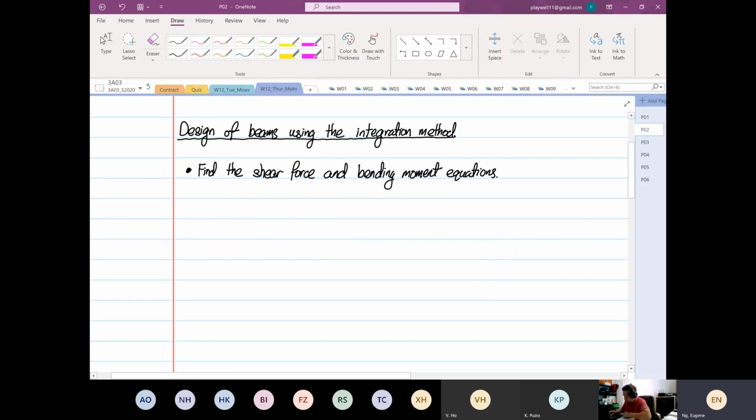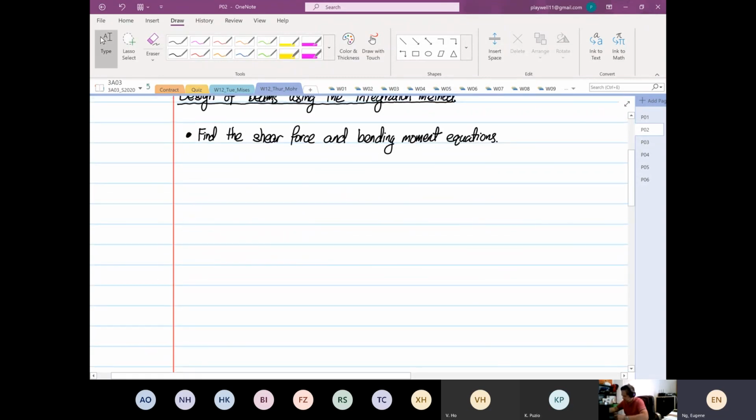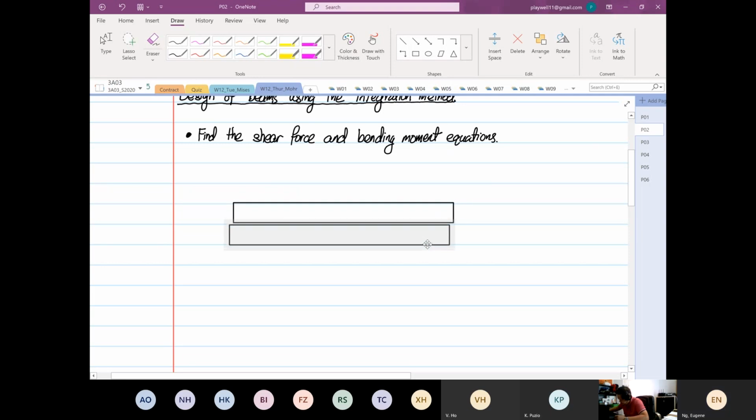Okay, so we're going to use the integration method, and I'm going to tell you the power of the integration method. So now, if we have a structure that's simply supported, this is our structure. You have a point over here, this is your point A, and over here is our point B.